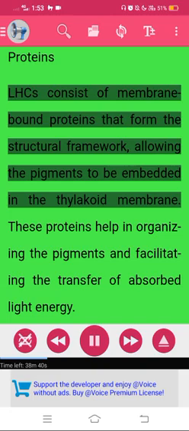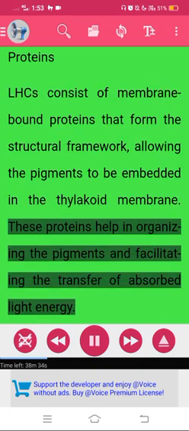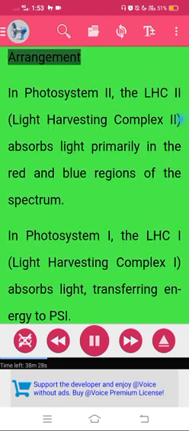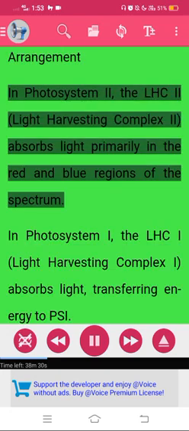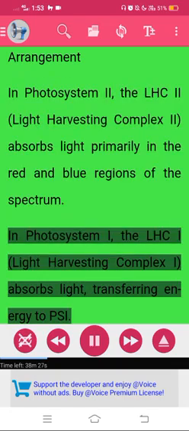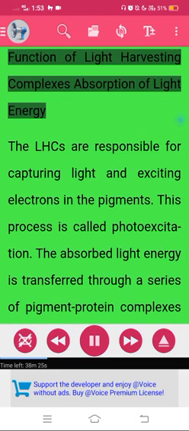LHCs consist of membrane-bound proteins that form the structural framework, allowing the pigments to be embedded in the thylakoid membrane. These proteins help in organizing the pigments and facilitating the transfer of absorbed light energy. Arrangement. In photosystem II, the LHCII (light harvesting complex II) absorbs light primarily in the red and blue regions of the spectrum. In photosystem I, the LHCI (light harvesting complex I) absorbs light, transferring energy to PSI. Function of light harvesting complex is absorption of light energy.